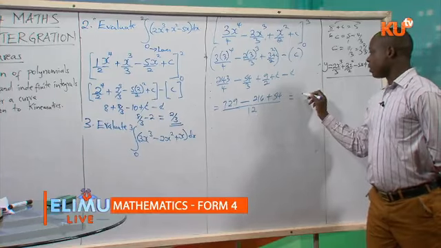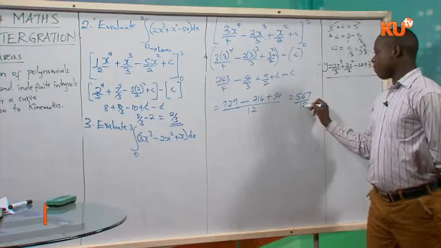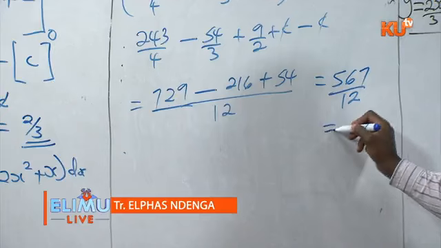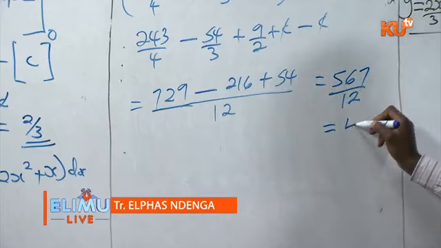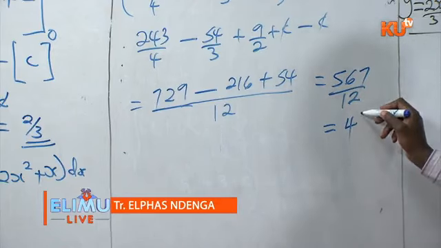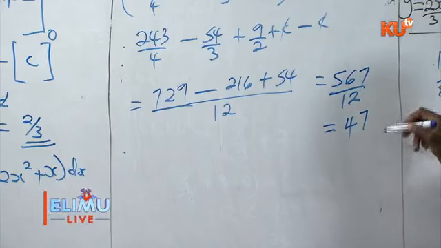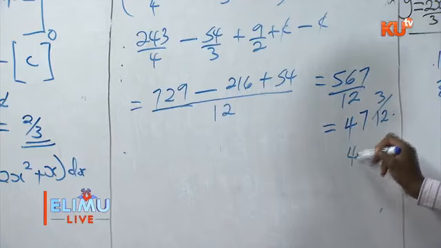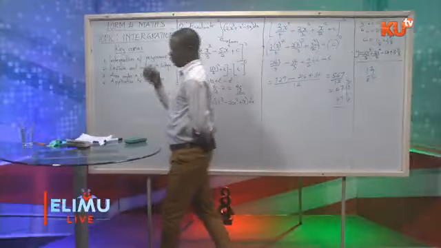513 plus 54, that is 567 over 12. And so this one should be able to give us 12 into 56, that is 4, because of 48. We are left with 8, into 87, that is 12, 7. 12 by 7, that is 4. We are left with 3 over 12. So that is 47 and 1 over 4.